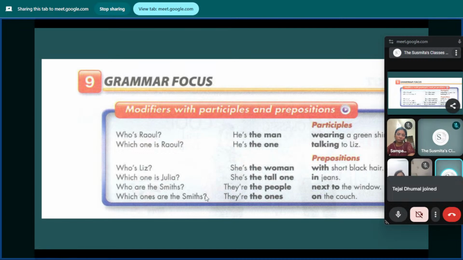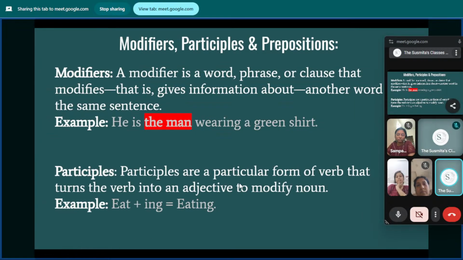So who are the Smiths? They are the people next to the window. Which ones are the Smiths? Ones, because again plural आहे ते. They are the ones on the couch. That's how I will say it. कळलं? Okay, very good. I have already explained the rule. Write it down quickly. If you do not understand anything, you can ask again, not a problem. This is a bit complicated to understand, so you can ask me again.